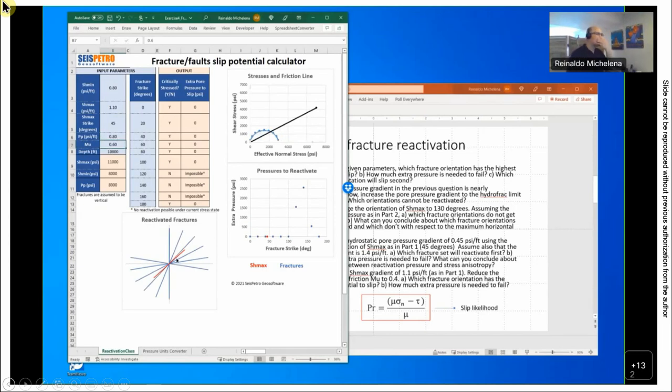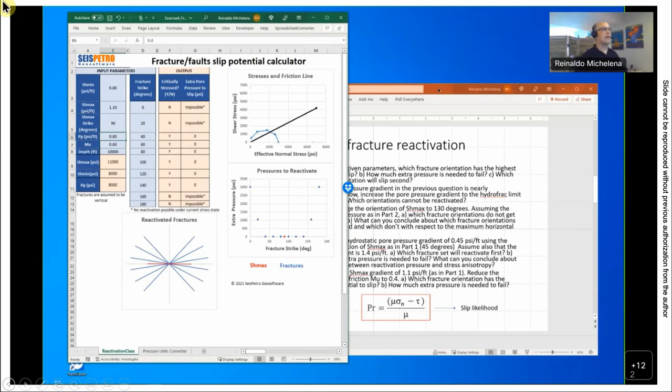Okay. So it will show you that you can change the orientation of the maximum horizontal stress. I don't know, we can put it here at 90 degrees. Then another set of fractures will reactivate. Another set of fractures will be above the friction line. Okay, now that we know what the spreadsheet does, let's work on the exercise.